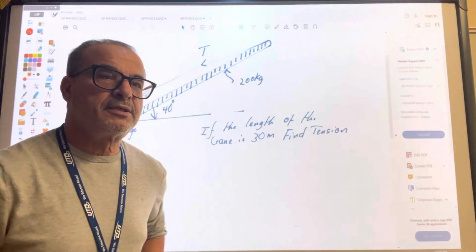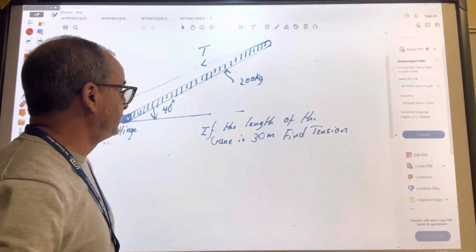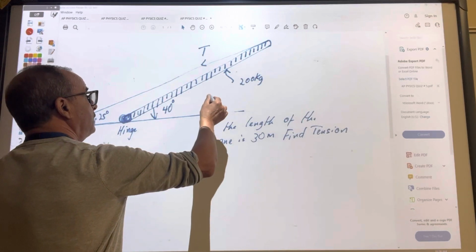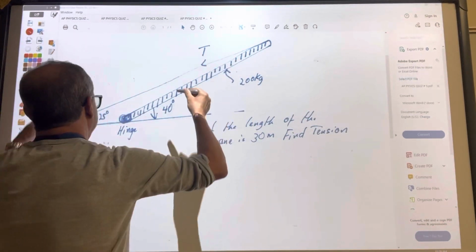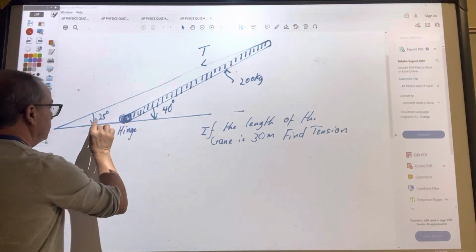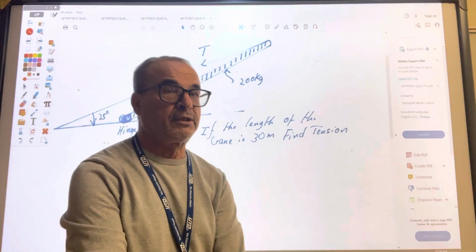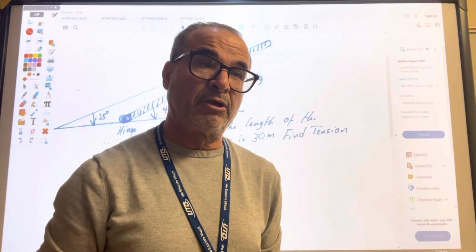This problem is in static equilibrium, and they're asking us to find the tension. This is a crane, all right? The crane weighs 200 kilograms. We have a tension. This is a rope, and it has a 25-degree angle with the horizontal. All right, learn this one because I'm going to give a lot of problems in the future about static equilibrium.